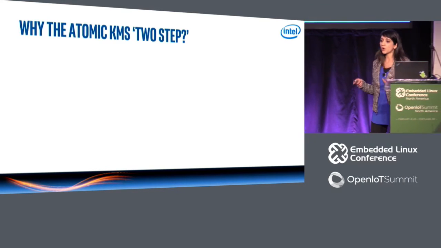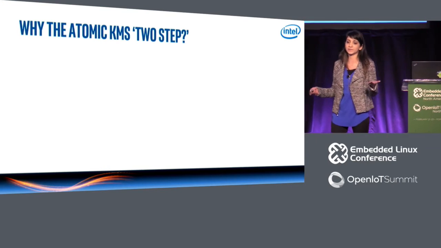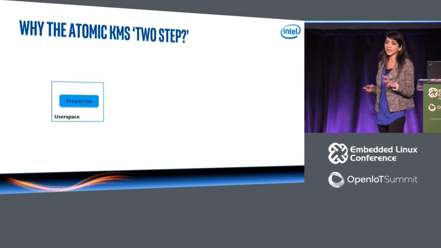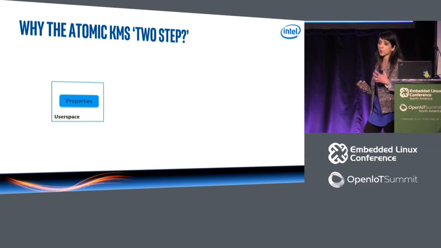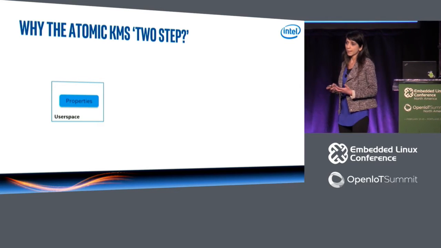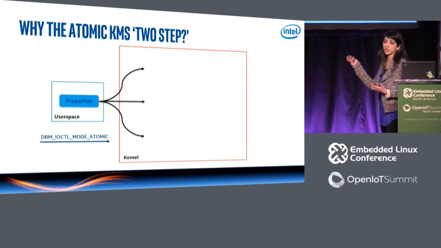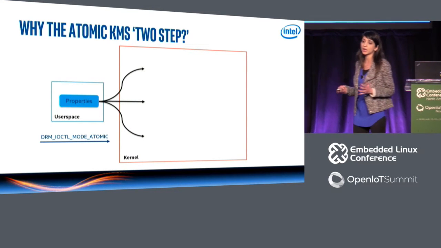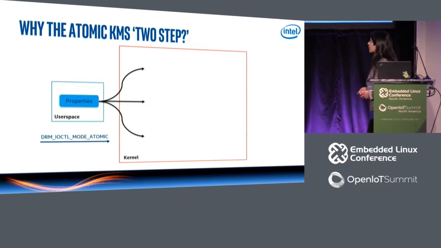So again, going back to what happens when you connect the DisplayPort cable between the source and the sink device. That's when the user space will create a list of parameters or the list of properties that it wants to change on the hardware. And then it sends it out to the kernel through this ioctl call, the DRM ioctl mode atomic. It's a single ioctl call where the user space is going to send all this information to the kernel.